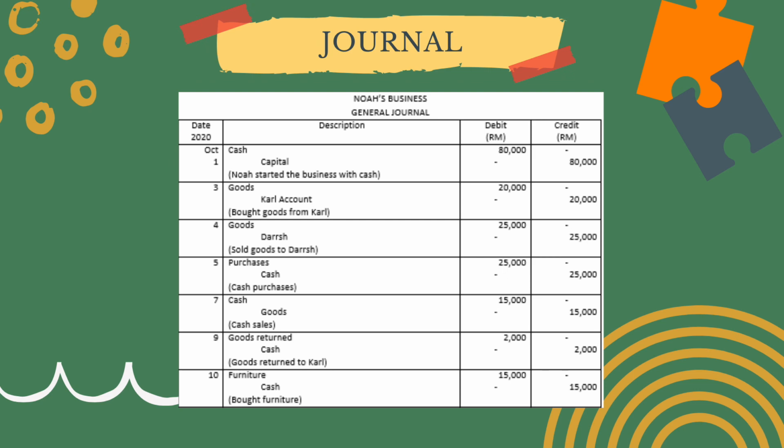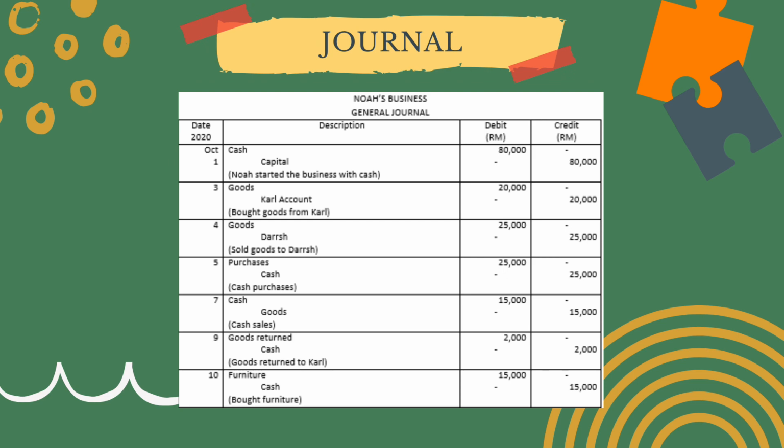On 9 October, the goods returned at debit is 2,000 and the cash account at credit is 2,000. On 10 October, the financial account stands at debit as 15,000 and the cash account at credit as 15,000. On 11 October, the car account at debit is 12,000 and the cash account at credit as 12,000. On 12 October, the goods returned at debit as 3,000 and the cash account at credit as 3,000.